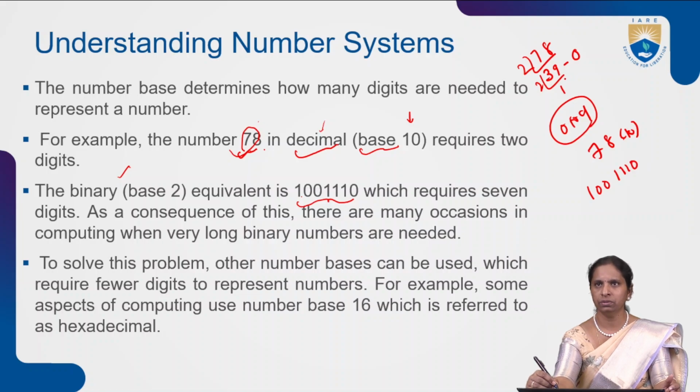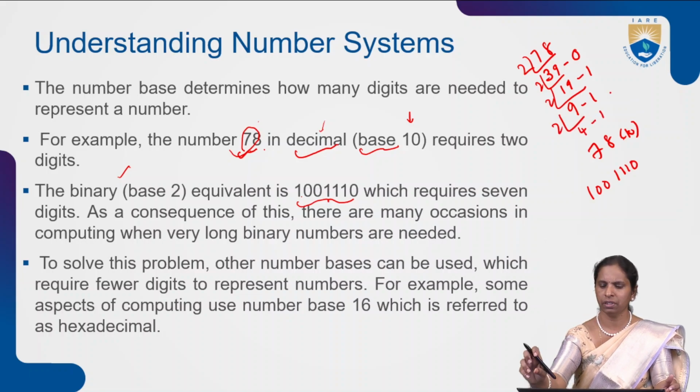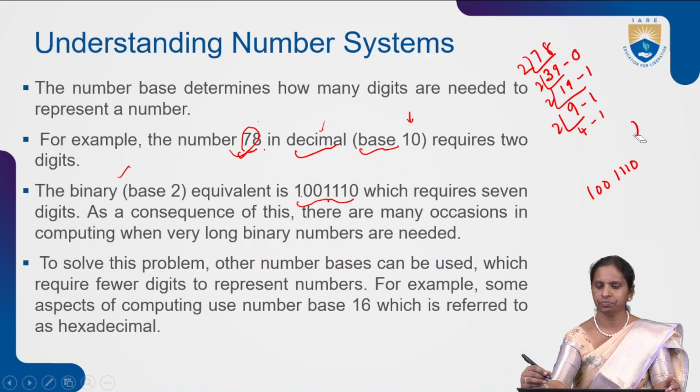Then 39 divided by 2 gives 19, and the remainder is 1. Similarly, 19 divided by 2 gives 9, and the remainder is 1. And 9 divided by 2, the quotient is 4, and the remainder is 1. Similarly, 4 divided by 2, the remainder is 0.